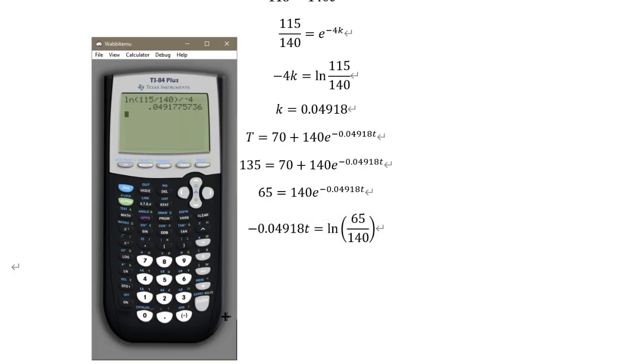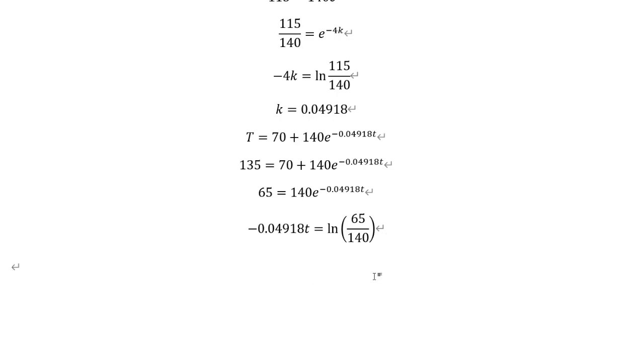Okay, so let's do that again. It should be ln of 65 divided by 140. Close the parenthesis, and you divide by negative of 0.04918. And that gives you 15.6. So the answer is 15.6 minutes after the water was poured over the tea.